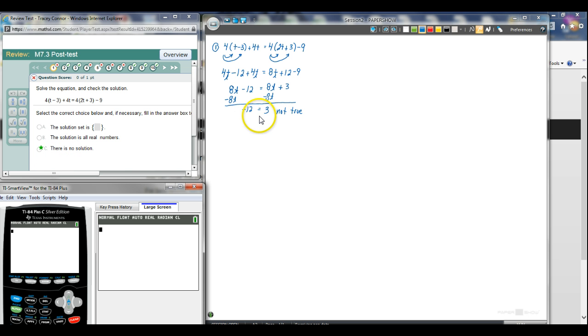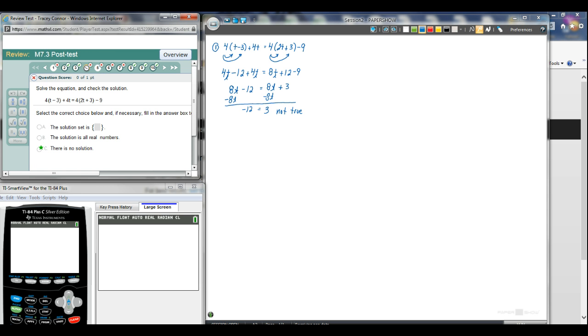If we ended up with a true statement, say 3 equals 3, then the solution is all real numbers. That means no matter what we put in, it would work. So if your variable drops out and you have a not true statement, it's no solution. If you end up with a true statement and no variables, like 3 equals 3 or negative 12 equals negative 12, the solution is all real numbers. Otherwise, you'll just get an answer, which would go here.